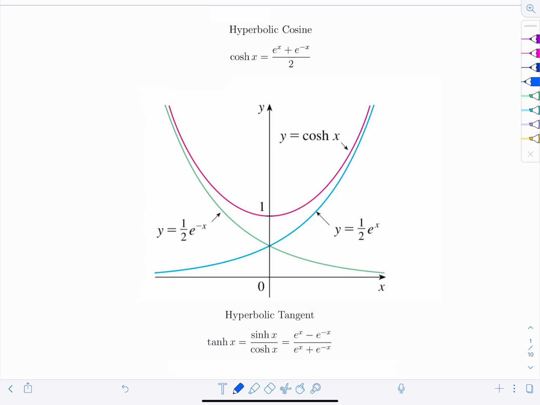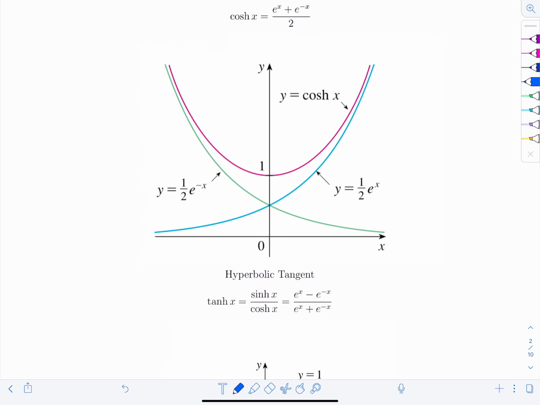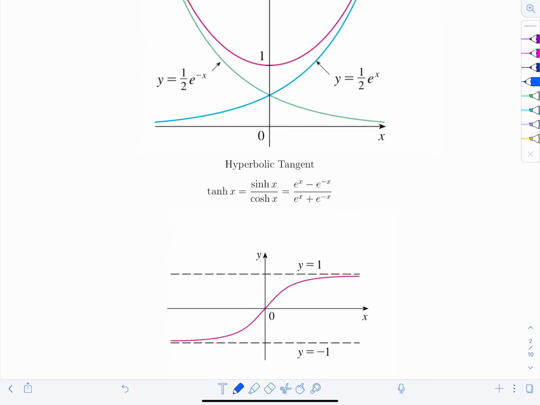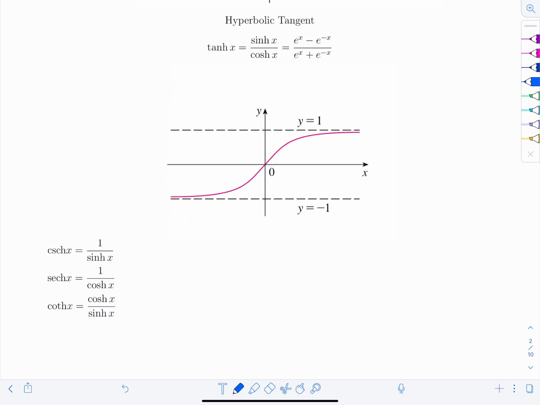Okay, hyperbolic tangent, you get it the same way you get regular trigonometric tangent of x. You take sinh divided by cosh of x. And so the denominators, the 2's are going to drop out. You just have e to the x minus e to the negative x divided by e to the x plus e to the negative x. There's the graph. What does it remind you of? It reminds me of regular tan inverse of x. And we've got these horizontal asymptotes, but this time they're at y equals 1 and negative 1.